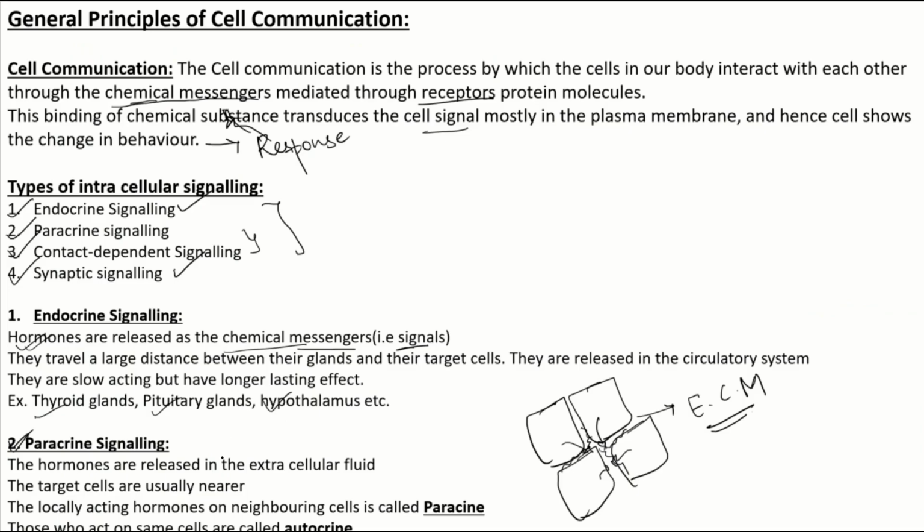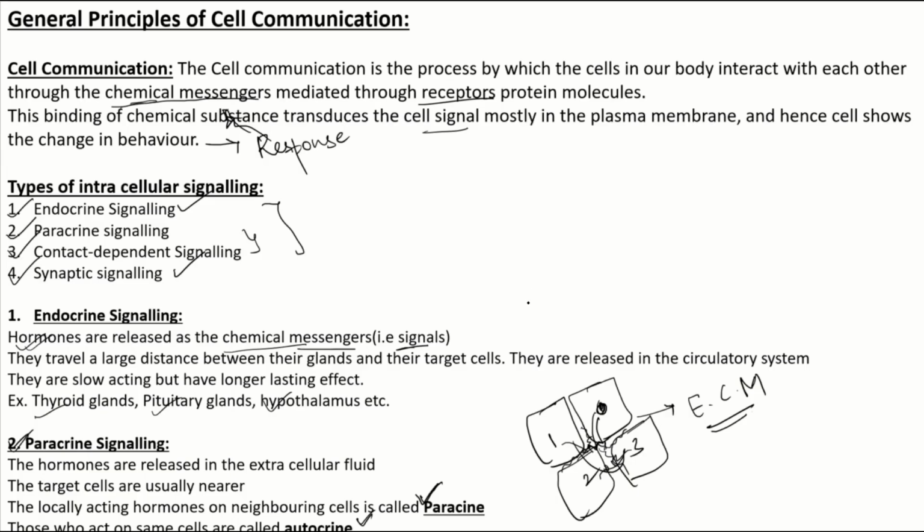The locally acting hormones on neighboring cells are called paracrine. For example, if this cell has released its hormones in the extracellular matrix, and these 1, 2, 3 cells have received the hormone and shown a response, then this is called paracrine signaling. Those that act on the same cells are called autocrine.